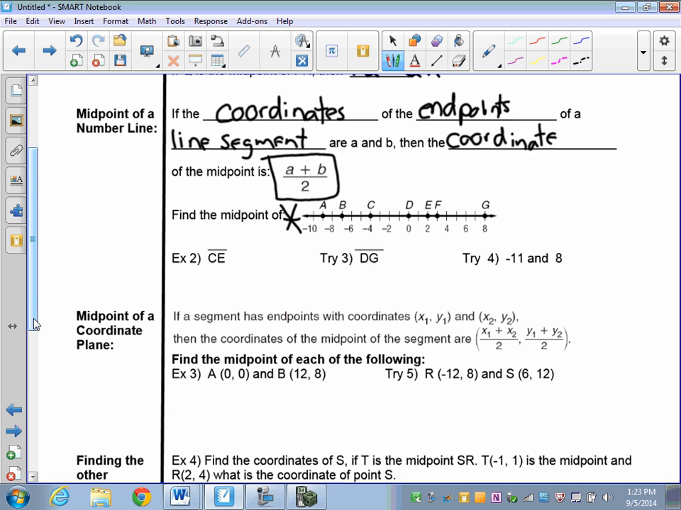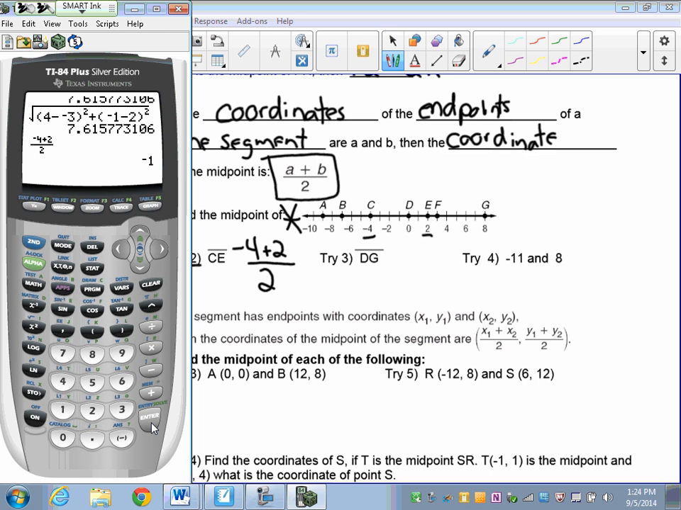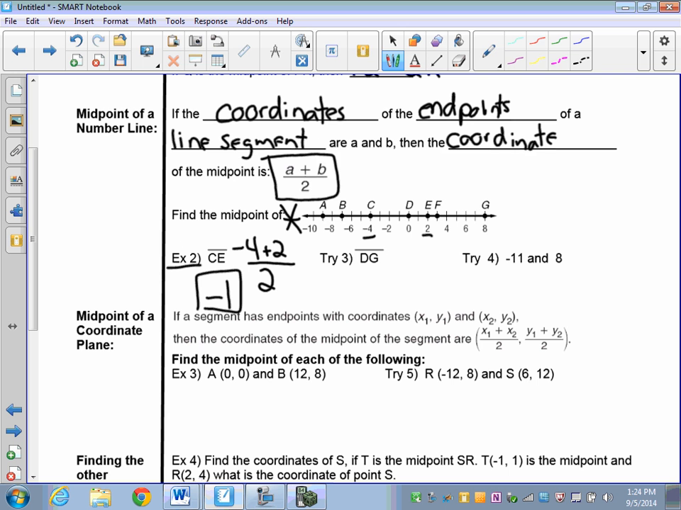So for example 2 here, C is negative 4 and E is 2. So all we do is negative 4 plus 2, and we add it over 2. This is really simple in our calculators. If you hit alpha y equals enter, we get a nice fraction bar. Negative 4 plus 2 divided by 2. You don't need to worry about order of operations here. And we get the correct answer of negative 1. A lot of you can do this in your head also.